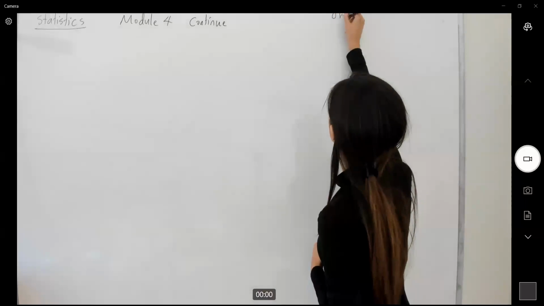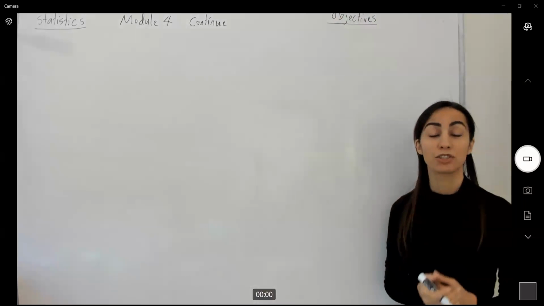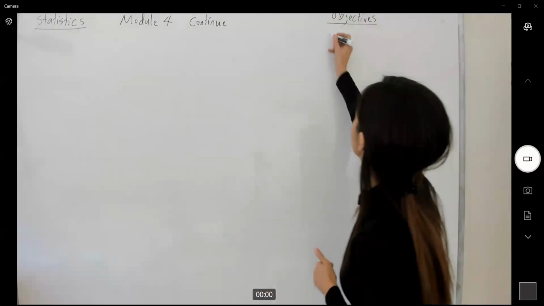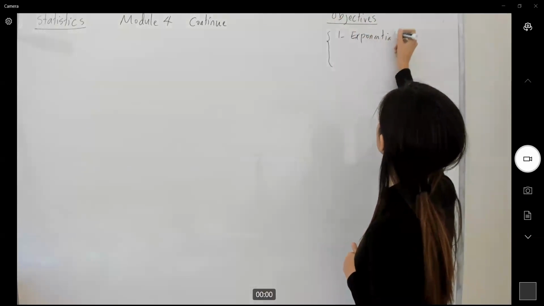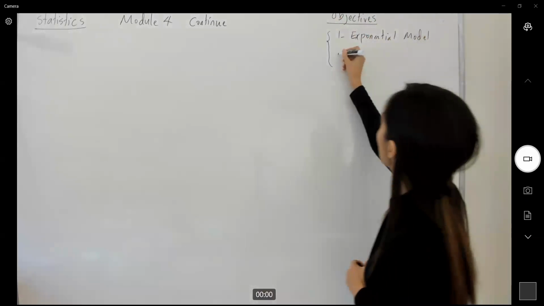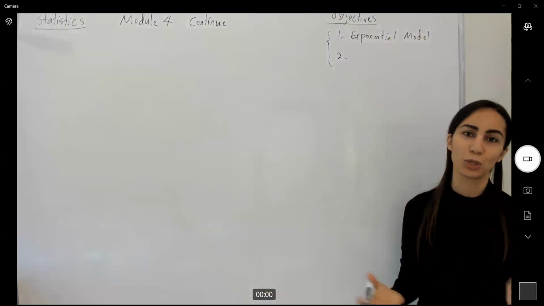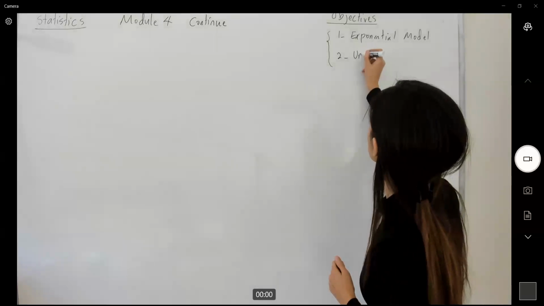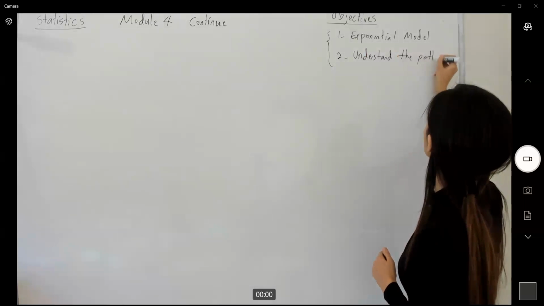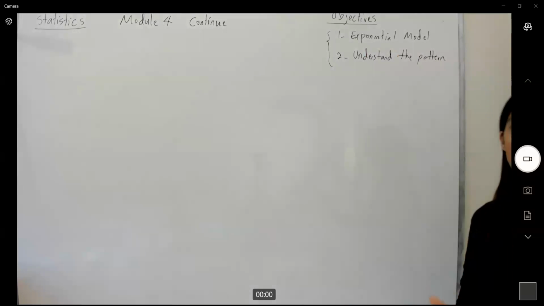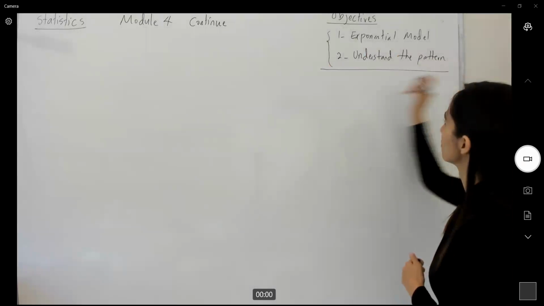So let us write down the objectives. Last time we introduced the exponential model, so we're going to continue with the exponential model. Now we're going to try to see the behavior of different data, so you get different functions, and understand the pattern. And eventually we're going to use this information to make predictions. Perfect.